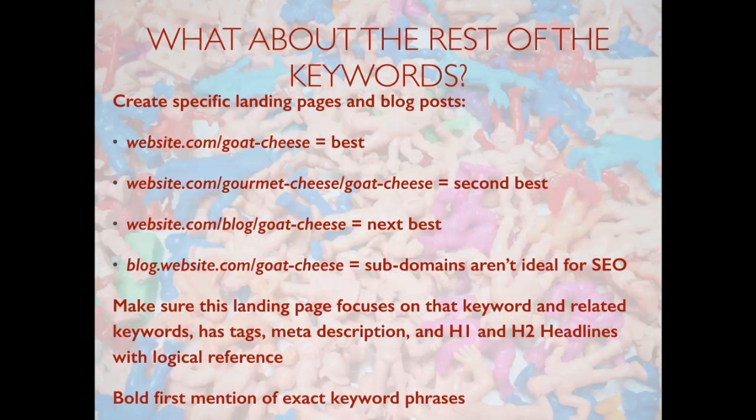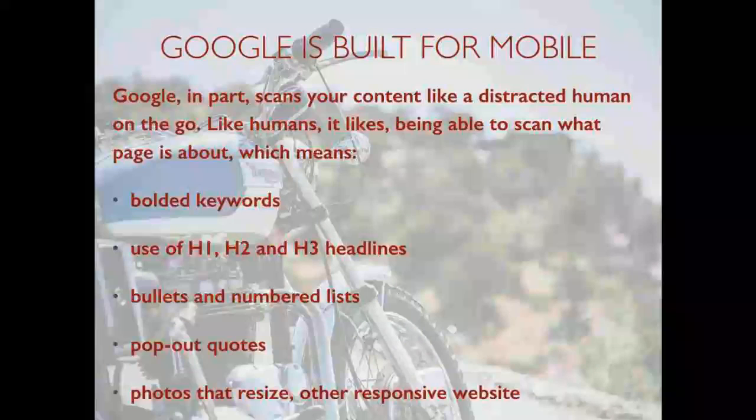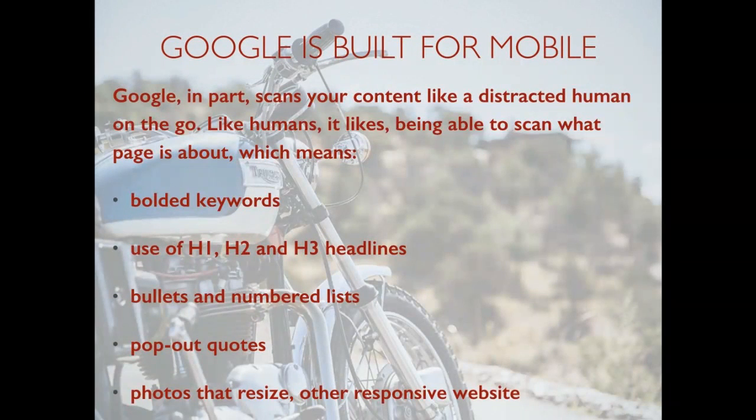And then bold the first mention of exact keyword phrasing. Google's built for mobile. You can test how mobile friendly it is, and that is something that is done more and more, but that's more on the technical side. But also everything in content Google's doing is about mobile as well.